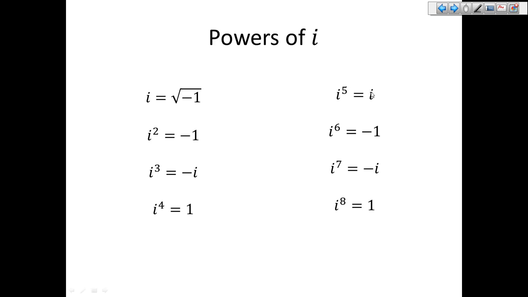i to the fifth is just equal to i. i to the sixth is equal to negative 1. i to the seventh is equal to negative i. And i to the eighth, again, gets us back to 1. This pattern repeats and repeats. i to the 9th, i to the 10th, i to the 11th, i to the 12th equals 1. i to the 16th equals 1. And the pattern just keeps going and going forever.